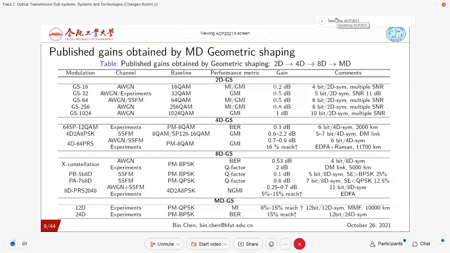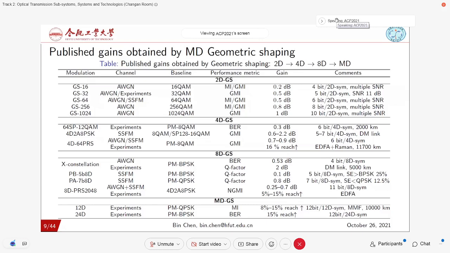And here is a table to show the published gains obtained by geometric shaping with different dimensionalities. With 2D, it's easy to do, just do some optimization, move the points. You can see more gains can be achieved with larger constellations. For example, the geometric shaped 1024 constellation can achieve 1D. I think UCL and DTU did some work during the last 2 years, also with experimental demonstration.